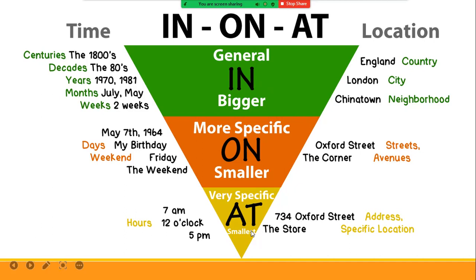For example, I live at 3734 Oxford Street. I mean, when you give an address. Or when you talk about a specific location, for example, at the store, at the bank, at the hospital, etc. Okay, any questions about it?